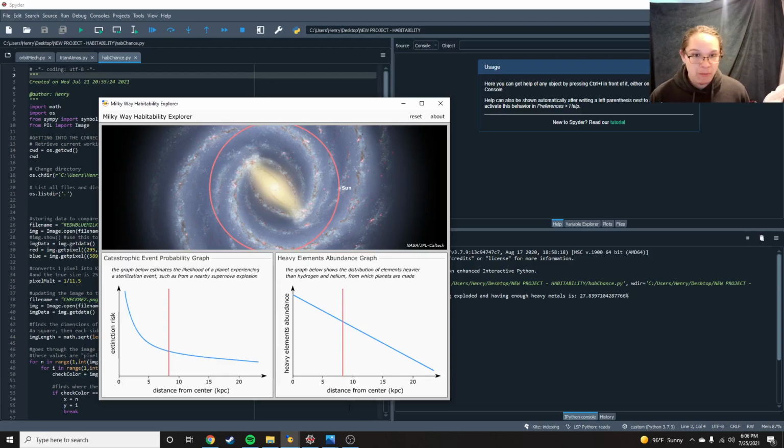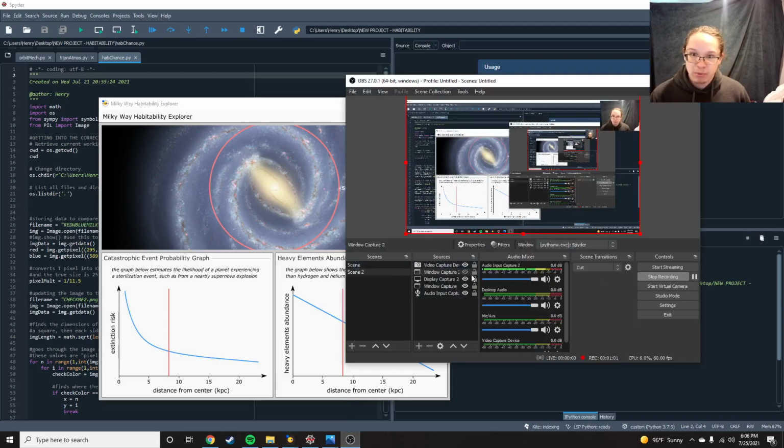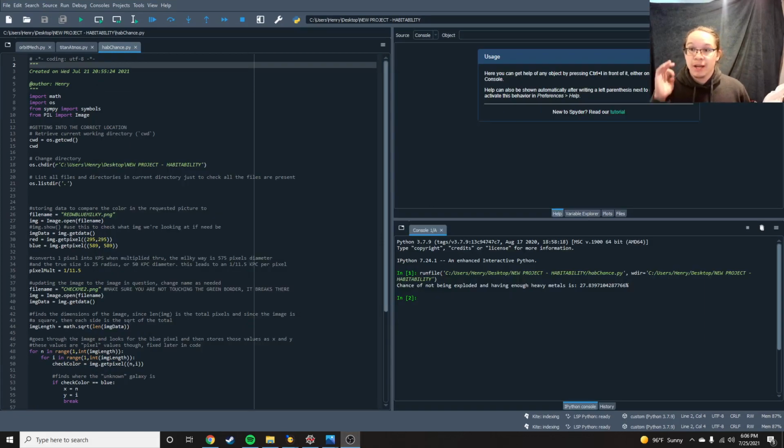So this was sort of what I went in with, and I wanted to create a program that would be able to take an image with a point on it, a pixel or something, and we could say that's where we're looking at, and I want to know what the chance is that we would both have enough metals and not be exploded from an extinction event. So that's what this code did.